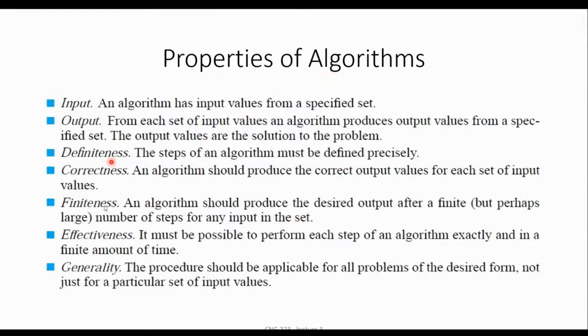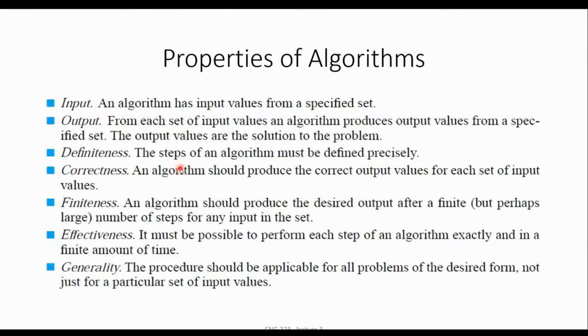I've listed them all from the book. Let's go through them one by one. Input and output is a pretty obvious property of algorithm. It's very similar to a function that you have input, then you will have output. This is our goal at the end, that by using our assumption as input, finally we reach our answers as output. So this is a well-known property of algorithm, which is obvious.